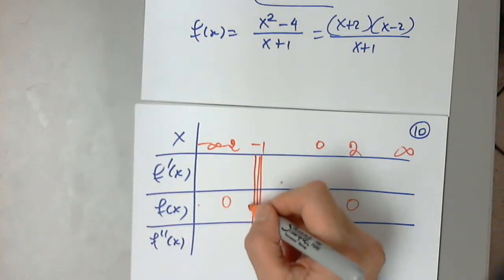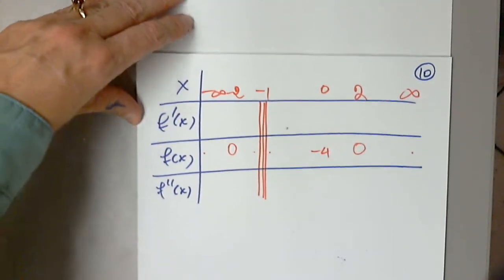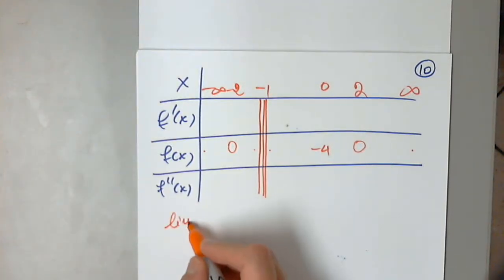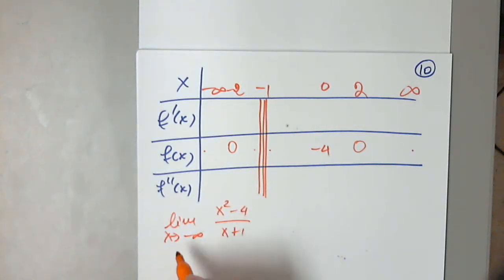I only need 1, 2, 3, 4 limits, and we're done with the function. So we want to find the limit as x approaches negative infinity, the limit as x approaches -1 from the left and right, and then x approaches infinity. So the limit as x approaches negative infinity of x squared minus 4 over x plus 1. The limit as x approaches infinity of x squared minus 4 over x plus 1.